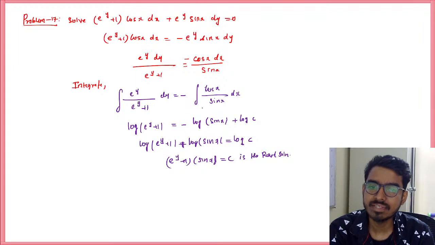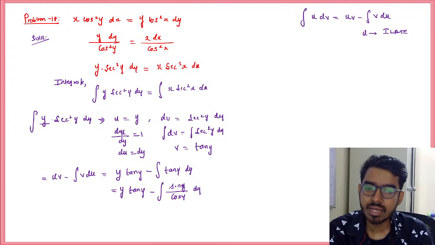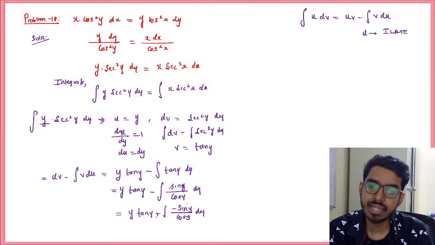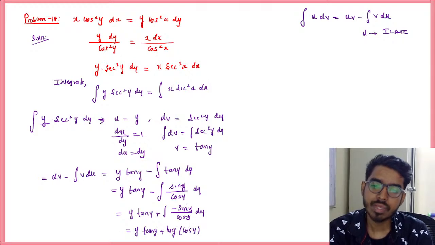So let us keep this minus as it is and write log sin, right? So again, sin y by cos y. You can see the derivative of cos y is minus sin y. So let's take this minus to this side. So we have y tan y plus integration of minus sin y by cos y dy. Now I can write this as y tan y plus log of cos y, right? So this is the integration value.